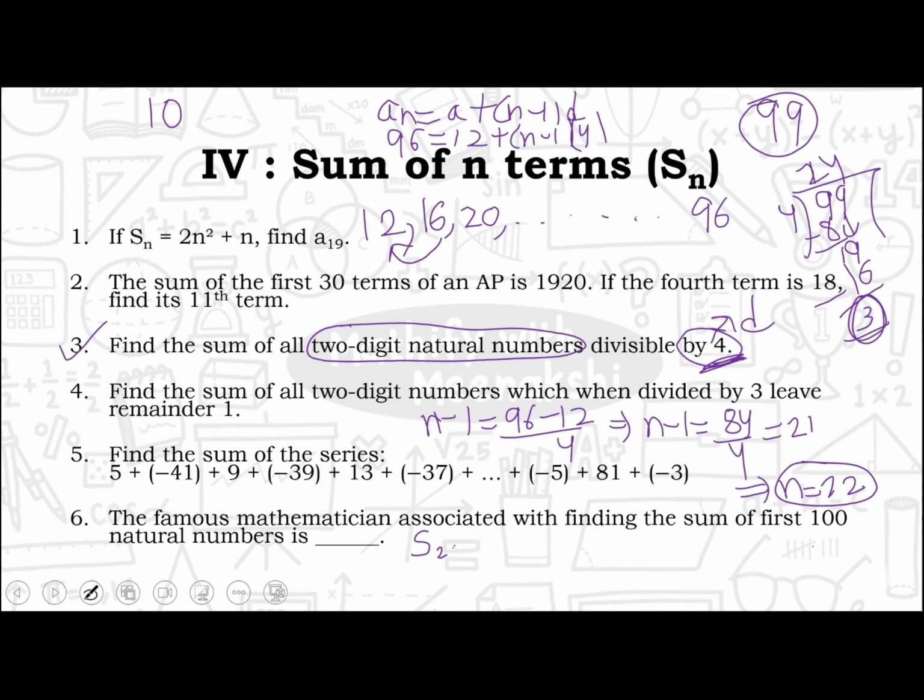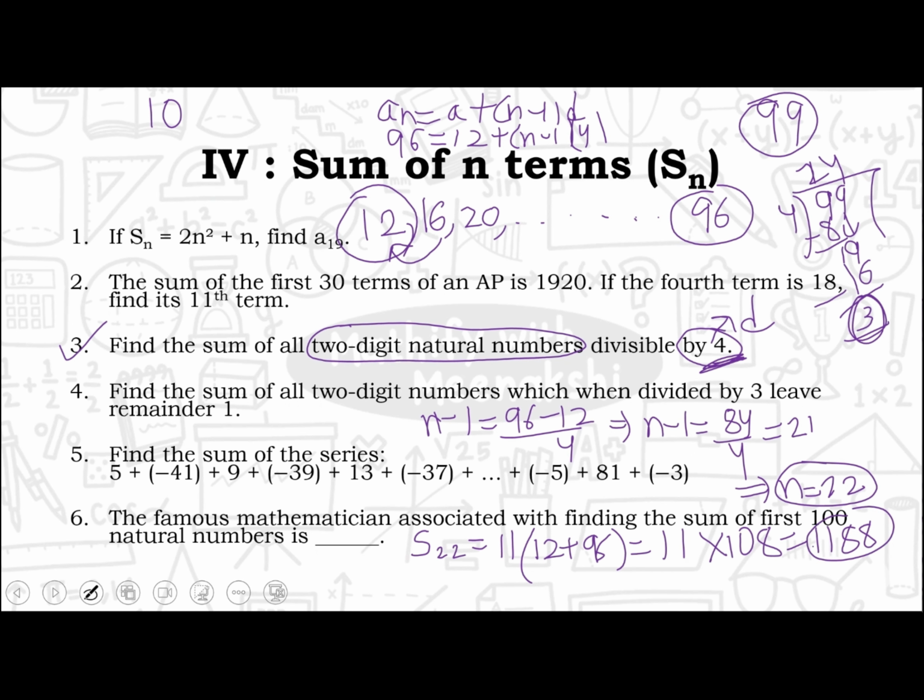Let's find S22. That means here we can directly use the formula n by 2 into a plus an because we know our first and last term. So directly use 22 by 2, that is 11 into a plus an. I think till here it's clear. So you have to multiply 11 into the sum of 96 plus 12, that is 108, and simply multiply with 11. So you will get 1188. So this is your final answer for question number 3.